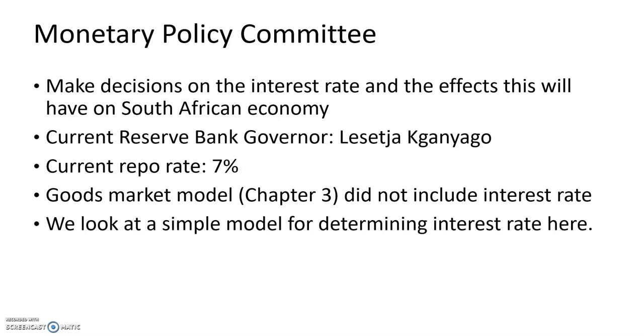The model of economic activity we developed in Chapter 3 did not include an interest rate, so there was no role for the South African Reserve Bank and its governor. This was a strong simplification and it is time to relax it. In this chapter, we shall introduce the simplest model needed to determine the interest rate.